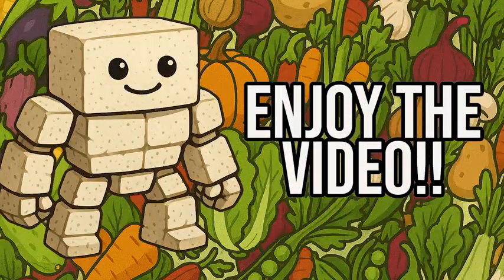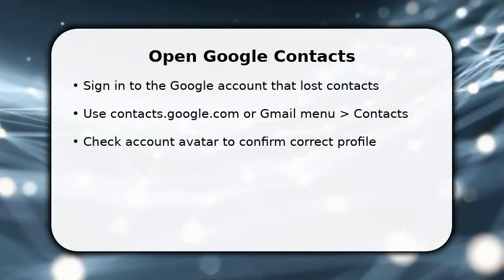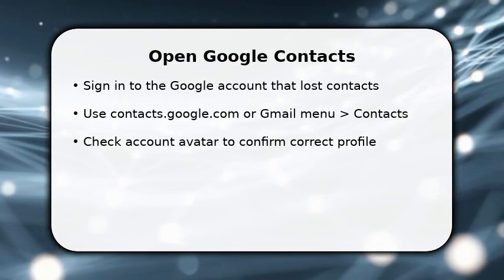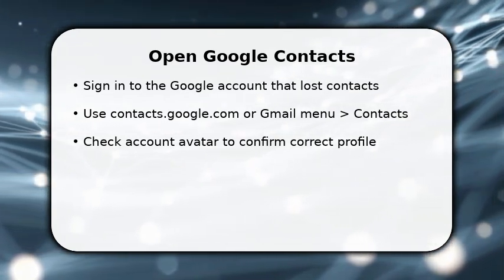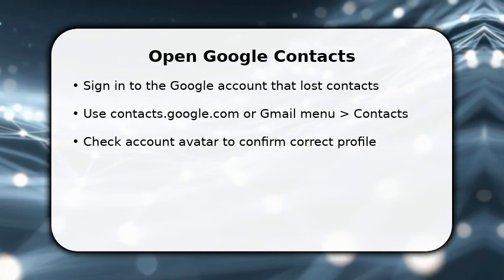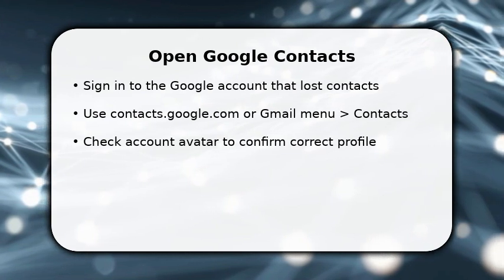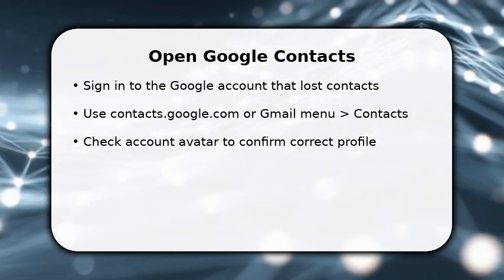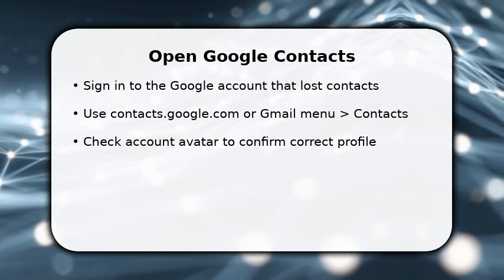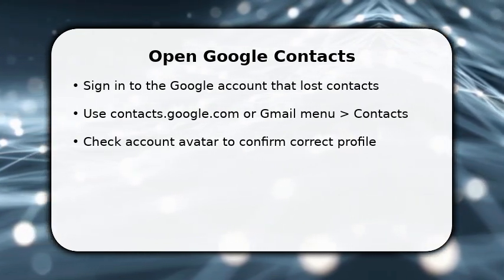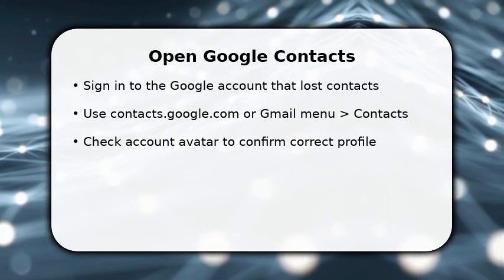Please enjoy the video. You're starting in Google Contacts because that's where Gmail stores address records. First, sign into the exact Google account that lost contacts. Once signed in, open Contacts.google.com or choose Contacts from the Gmail grid. Make sure the account avatar matches the one you expect because recovery affects only this profile.